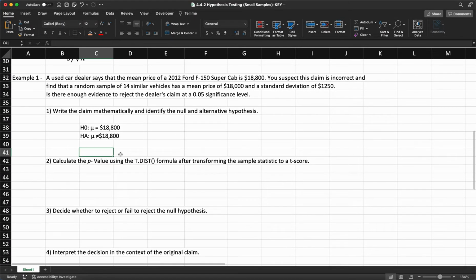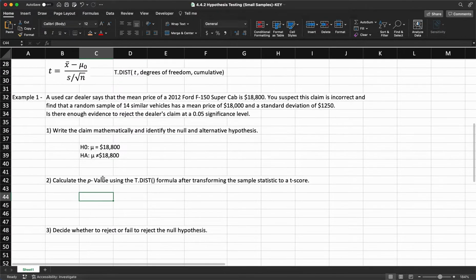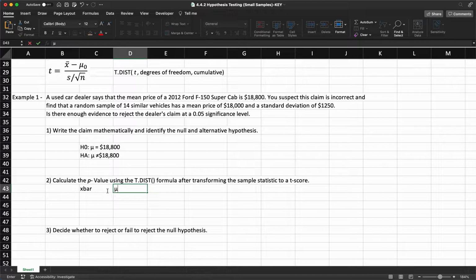So now we need to calculate the p-value, and we're still comparing the p-value to our significance level. But the way we're going to calculate our p-value is a little bit different. First, I have to calculate t. So the things that I need in order to calculate t is I need to know what the mean is, so that's our x bar. I need to know what the claim is for the mean. I need to know what the standard deviation is, and I need to know what n is, the sample size.